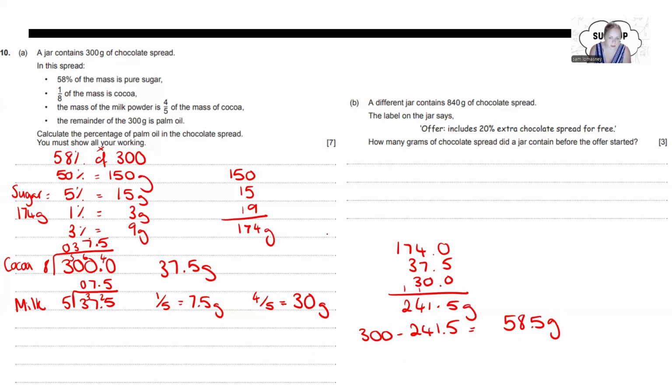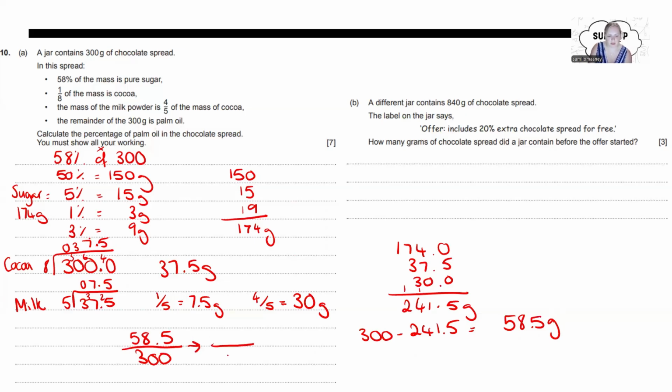Oh wait, no, it's not. Oh my God. Because we want the percentage of the palm oil. There must have been another page for this. Right, percentage then. So 58.5 is what we're currently using out of the 300 palm oil that we've got.